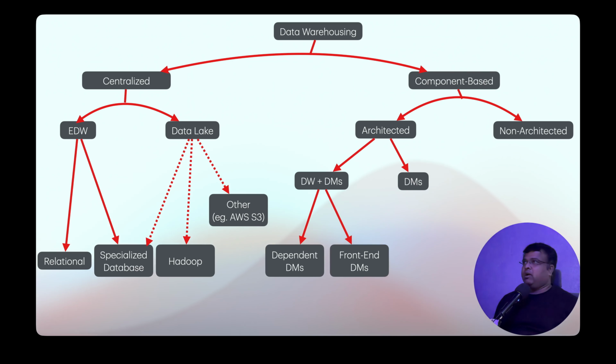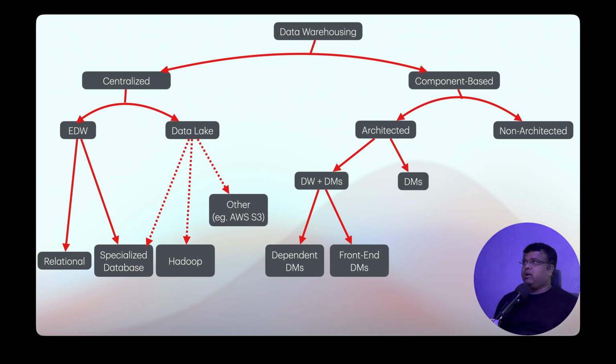Another variation is the front end data mart approach. Here, the data mart sits in front of the data warehouse rather than behind it. For example, separate business units might each have their own analytics focused data marts, and then selected data from those marts eventually flows into the larger data warehouse.